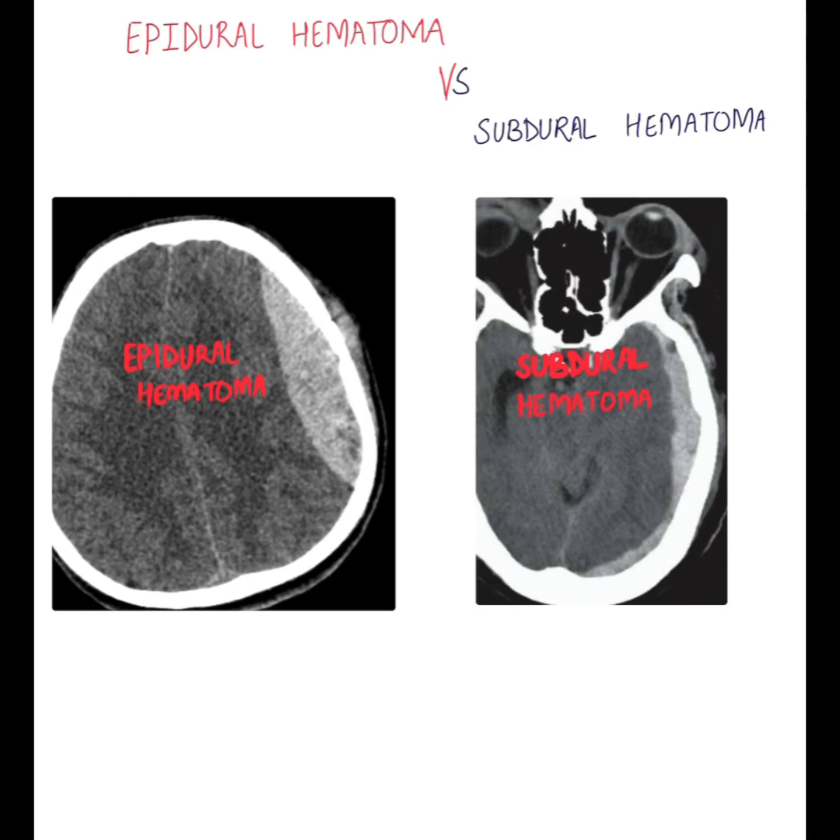These are the CT images. First image is a CT head showing an epidural hematoma. As you can see, it's a biconvex or lens shaped hematoma. And very important in this epidural hematoma is that the lucid interval is present.